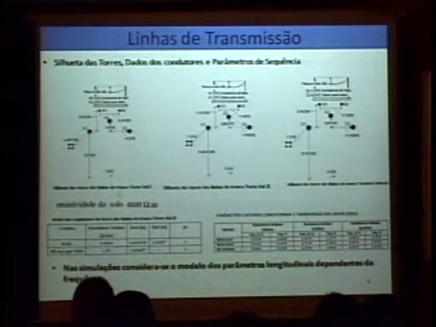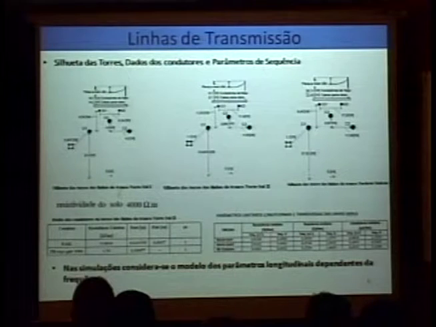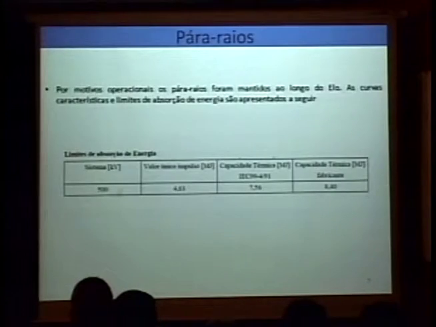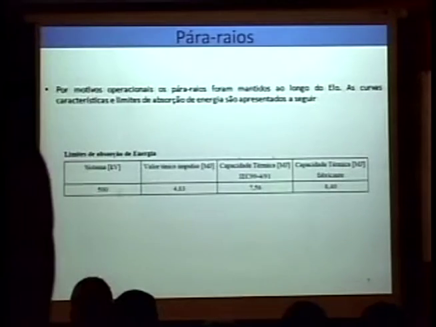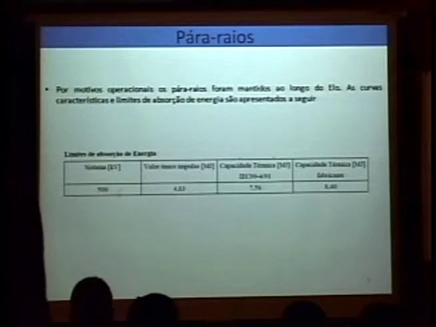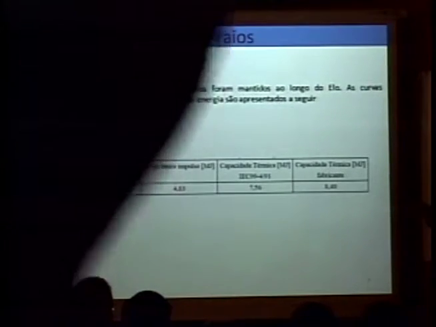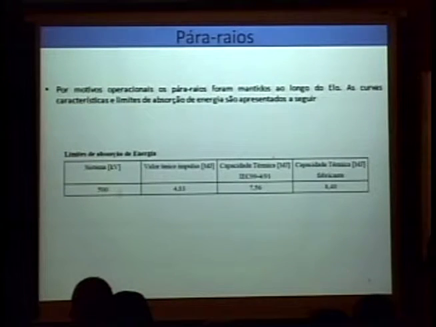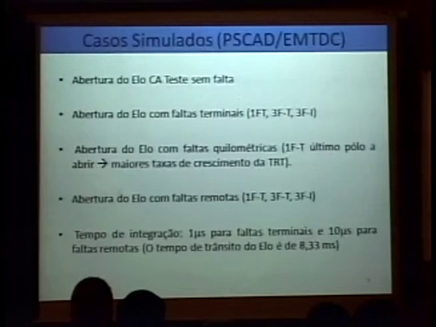In our simulations, we considered the longitudinal parameter models that are frequency dependent, modeled in PSCAD. Due to an operational problem, the surge arresters were capped throughout the link, and the characteristic curves and operation limits are presented in this table. So the limit that we are using is 5 megajoules. During the study, we also did a study without the surge arresters just to verify the data.